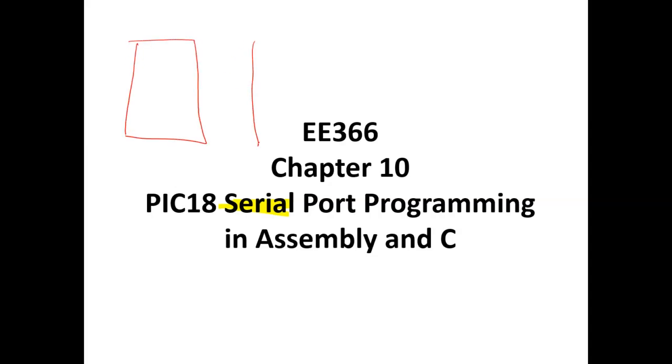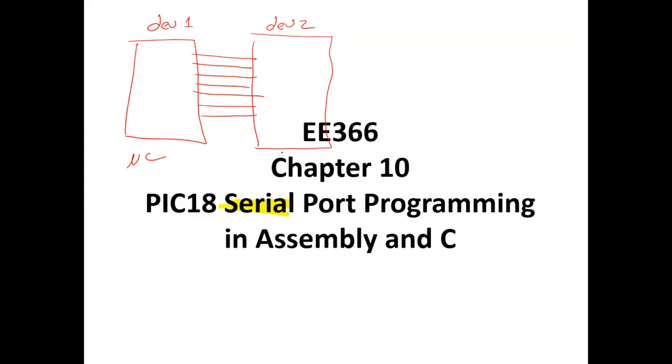So the first type of communication that we have is parallel communication. We have two devices, device one and device two. Device one can be, for example, a microcontroller. Device two can be any other device. It can be a microcontroller, a sensor, an LCD, a memory like EEPROM, or any other device. Here we can use parallel communication for the data.